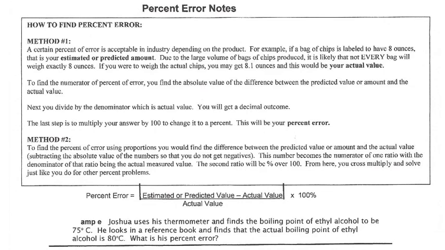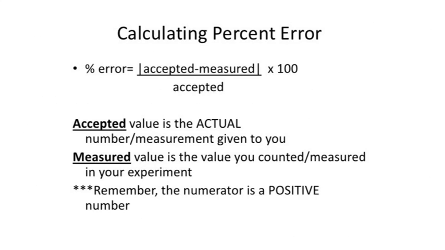Now at this time, please turn to your percent error notes. Your percent error is calculated the same as your percent of change. You take the absolute value of the accepted minus measured, divide it by your accepted value, and then you multiply it by 100. What is accepted value? Accepted value is the actual number or the measurement that's given to you, and the measured is the value that you counted or that you measured in your experiment. Remember, the numerator is always a positive number. That's why we take the absolute value.